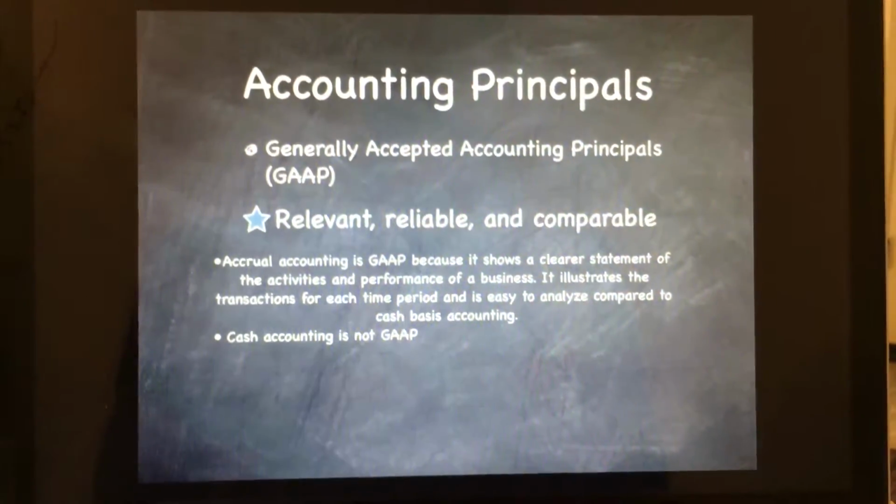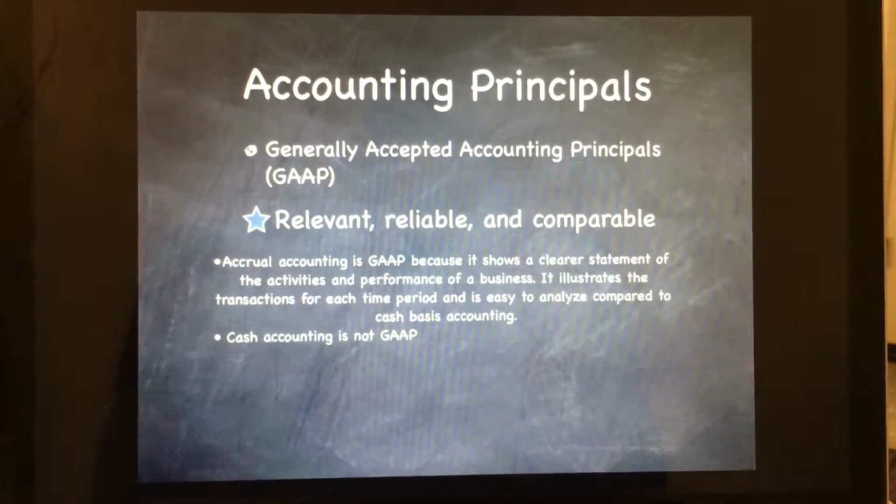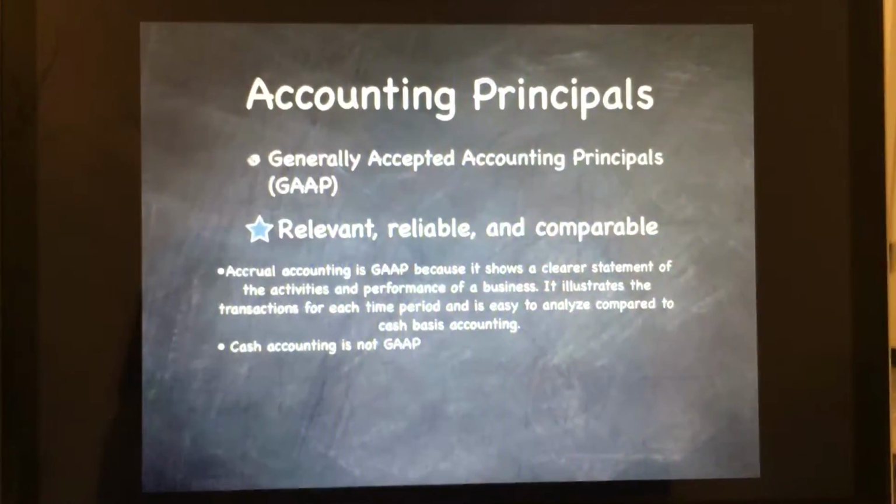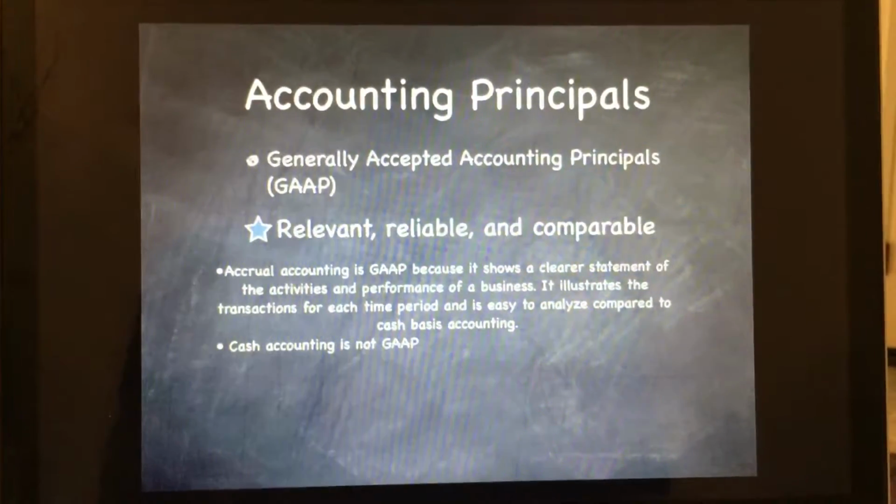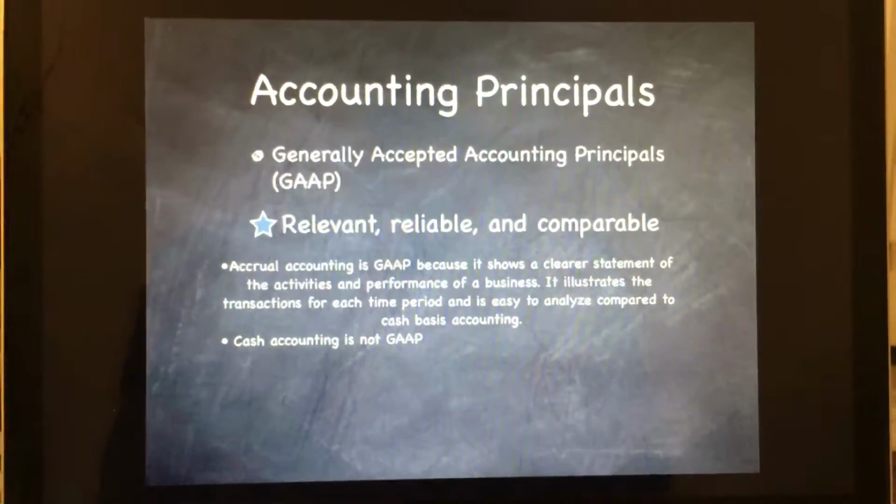Cash basis accounting is not GAAP approved. There are no adjustments, and it's just one picture you get. You don't get a full illustration.